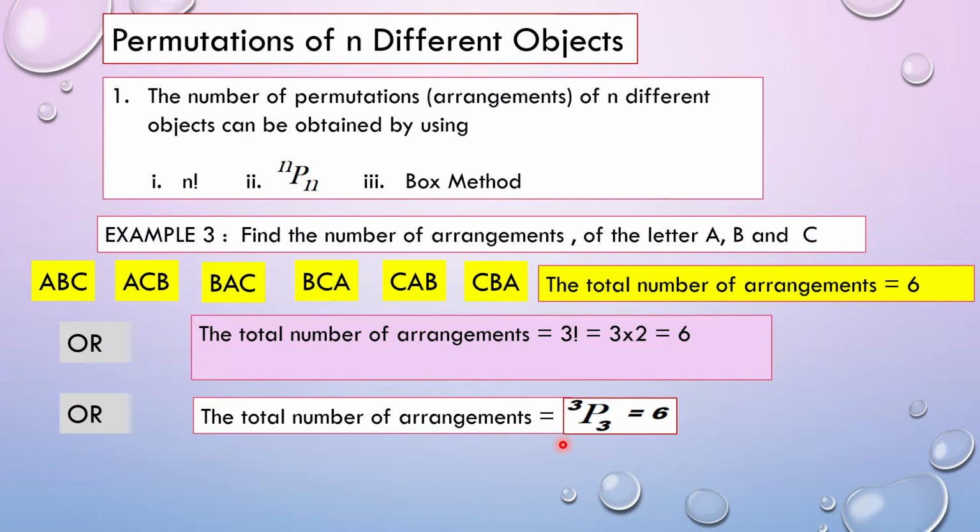So 3P3. Given 3, arrange all 3. So it is 3P3. P here means permutation. Okay, 3 objects given, arrange all 3. So 3P3 equals 6.